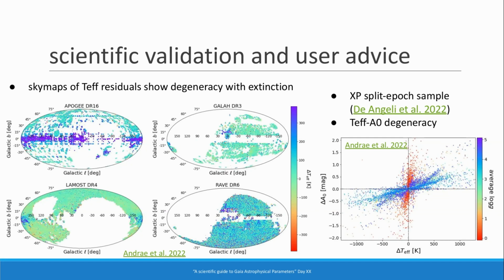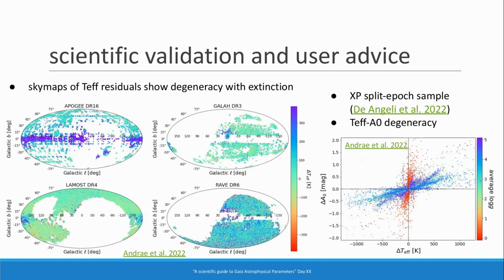Our colleagues have done that to validate their XP uncertainties, and we have been using that to validate our GSPPhot uncertainties. In this particular case, because both spectra belong to the exact same star, they should have the same temperature and the exact same extinction. This is what I'm plotting here: just the temperature and extinction differences. As you can see, you have degeneracies here. This gives you a direct visualization of the temperature extinction degeneracy.